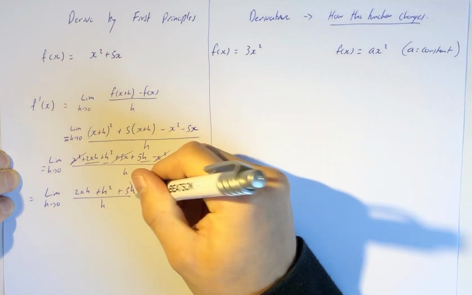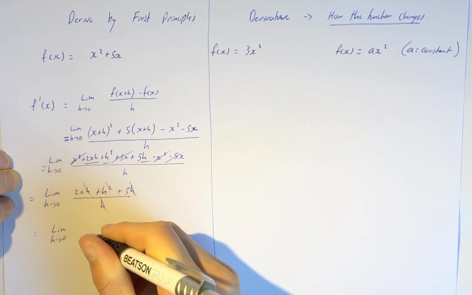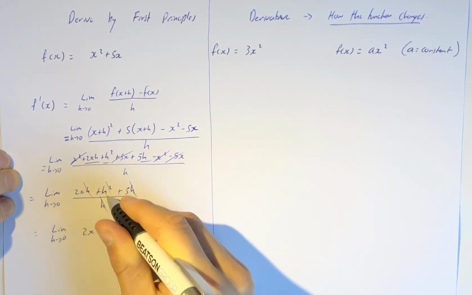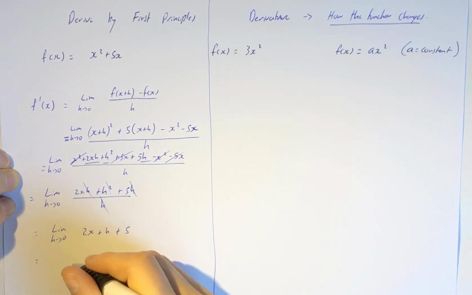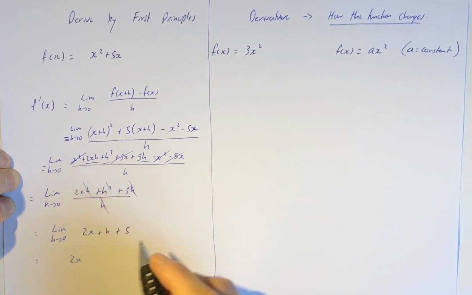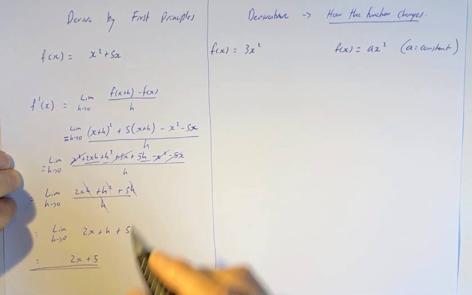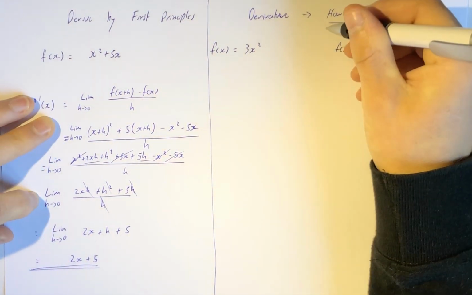Now I can divide by h. So h is going to cancel top and bottom. And I'm now taking the limit as h tends to 0 of 2x plus h plus 5. So what happens as h goes to 0 of 2x? Well, it doesn't depend on h at all, so it stays right where it is. What happens to h as h goes to 0? As this thing gets smaller and smaller, that's just going to vanish, so it's gone. And what happens to 5? Well, 5 is just a constant. It's not dependent on h at all, so it stays there. And there we have it. We have now derived x squared plus 5x by first principles. Cool.